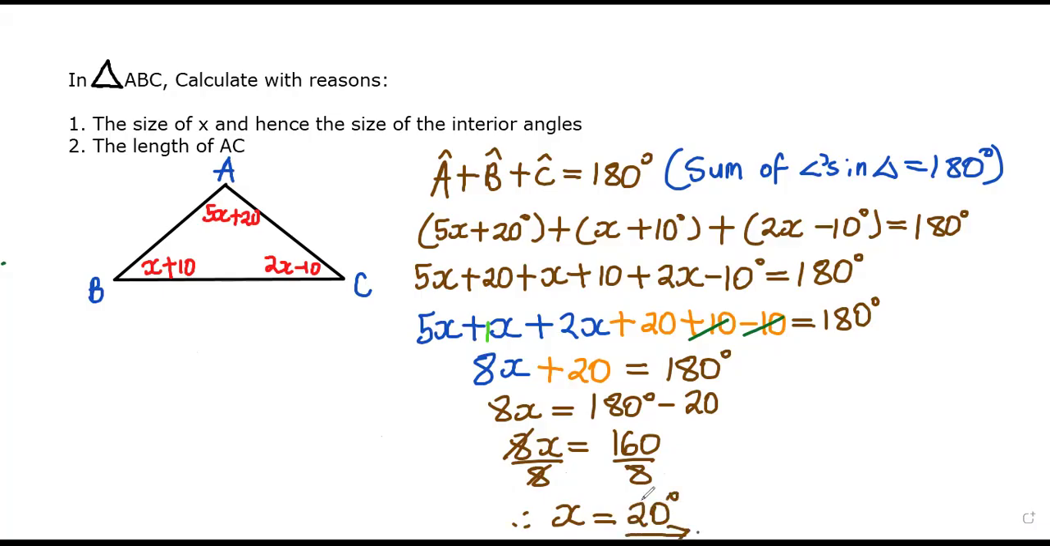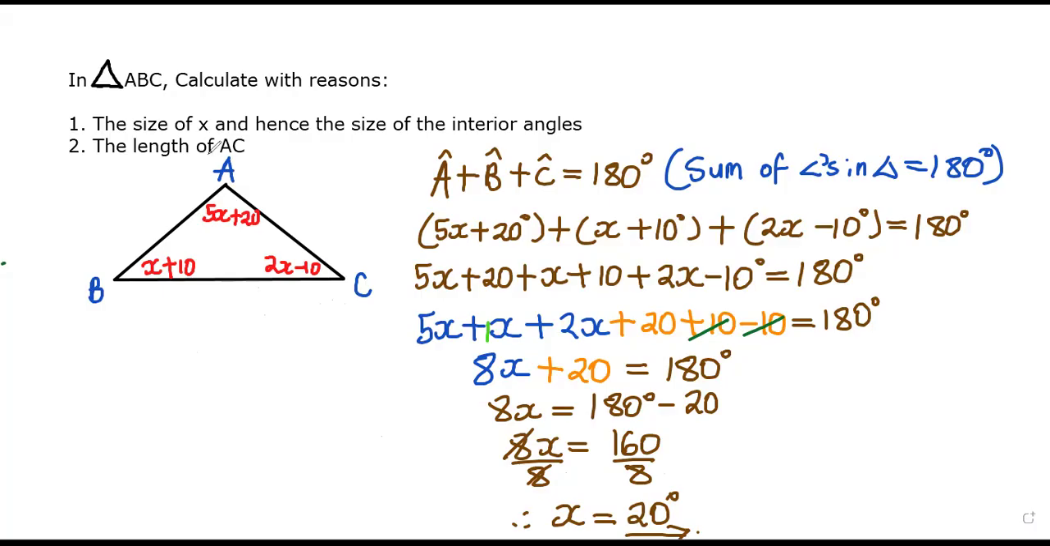So 160 divided by 8 is 20 degrees. So that's how basically you solve the value of x. And then we are not yet done, simply because after we are now done calculating the value of x, let me double check. It's 160 divided by what? By 8. Yes, we are getting 20.